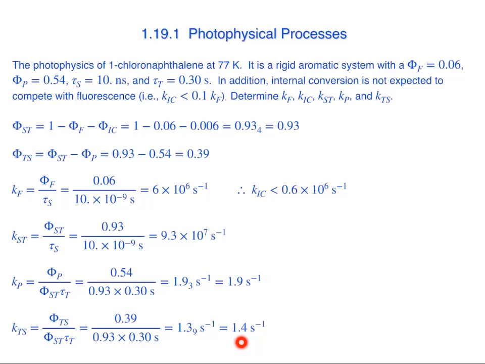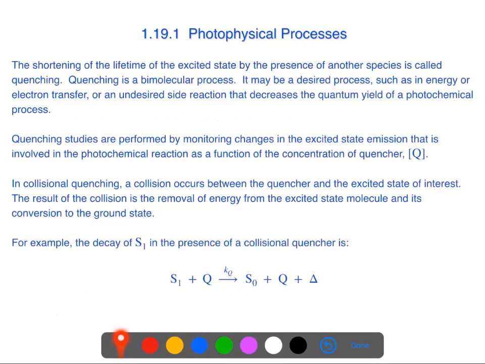All the photophysical processes that we've discussed so far are unimolecular in nature, meaning they don't involve collisions with other molecules. It's simply the deactivation of the S1 or T1 states as they return to the ground state, the S0. In the last part of this video, we're going to look at one additional process which involves a bimolecular event, that is quenching. The shortening of a singlet or triplet lifetime by the presence of another species is called quenching. Quenching is a bimolecular process.